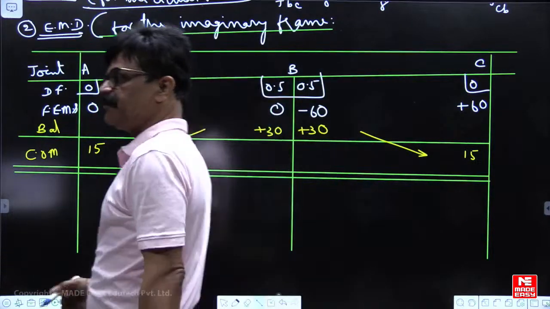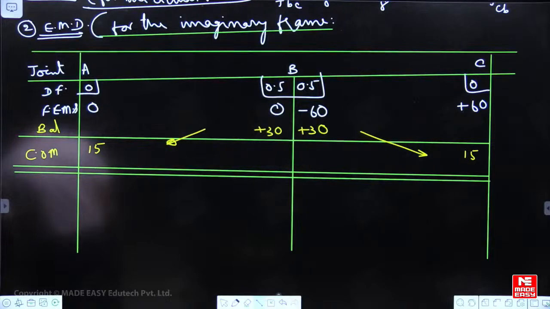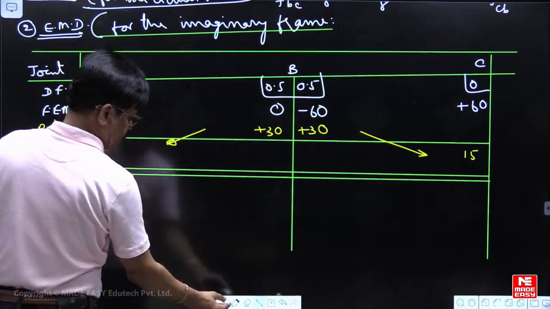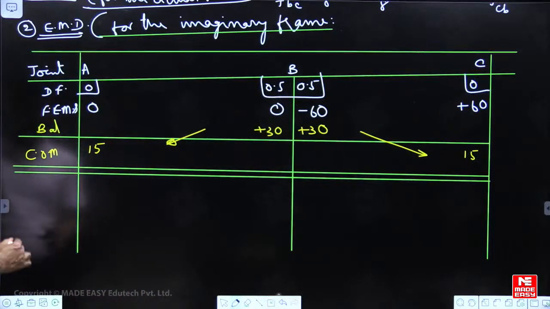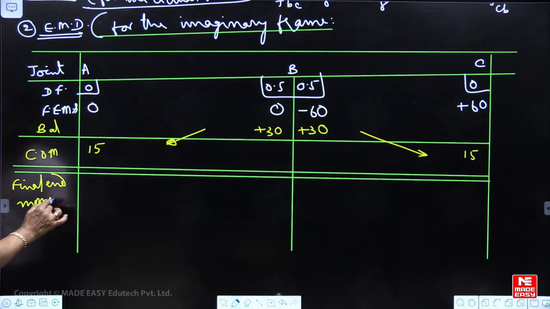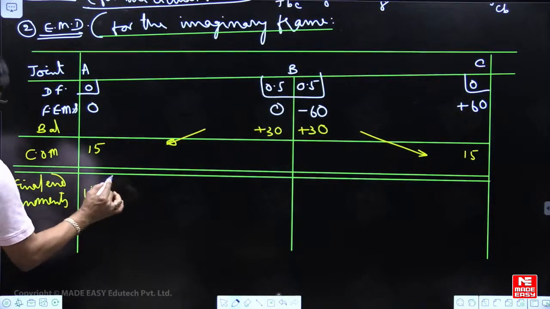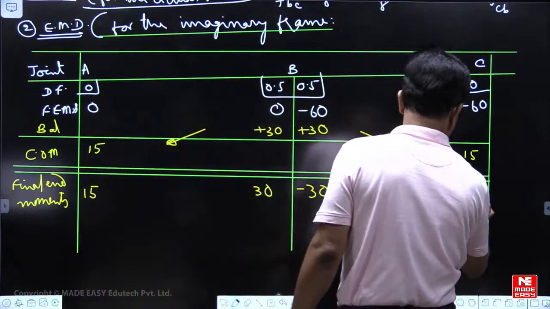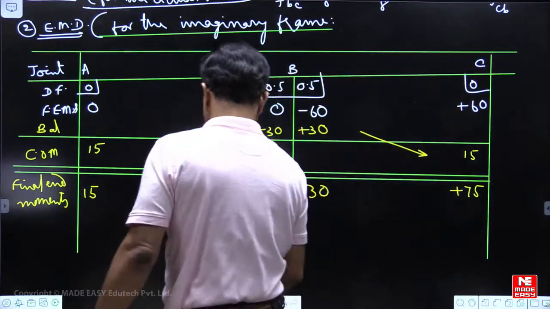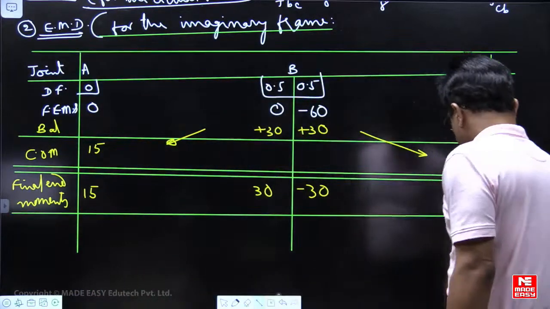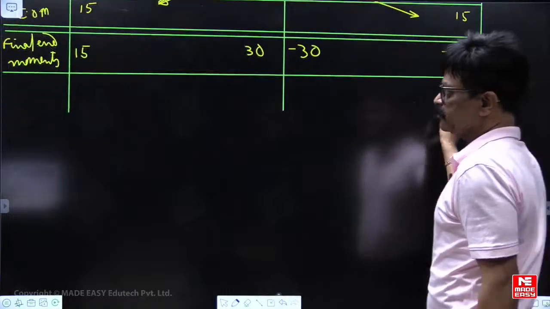Now we can calculate final end moments. Okay, 7.5, we got it, fine. 75 by 6. Final end moments: minus 15, 30, minus 30. These are the moments. Now you have to find the reaction.